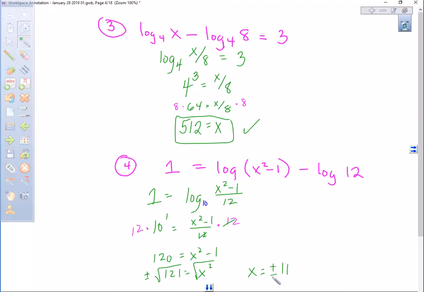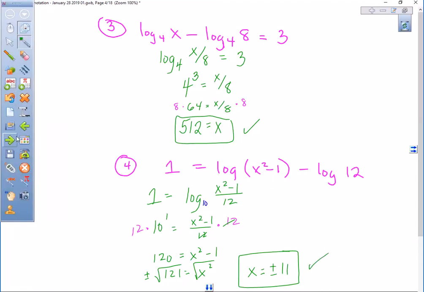Now, I said we can't have a negative, but let's see what happens to that x when we plug it in. The x gets squared. So whether I test a positive 11 or whether I test a negative 11, the first thing that happens is it's squared. And this becomes positive. So both of these are good, even though one of them's a negative. When I plug it in, it's not negative. It gets squared. So both of those work.